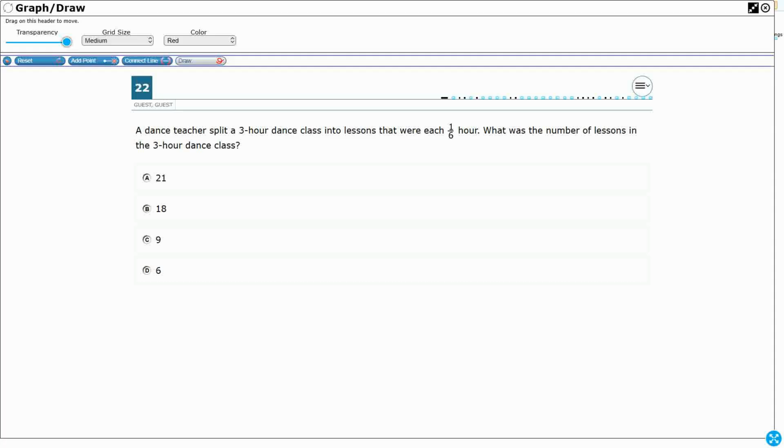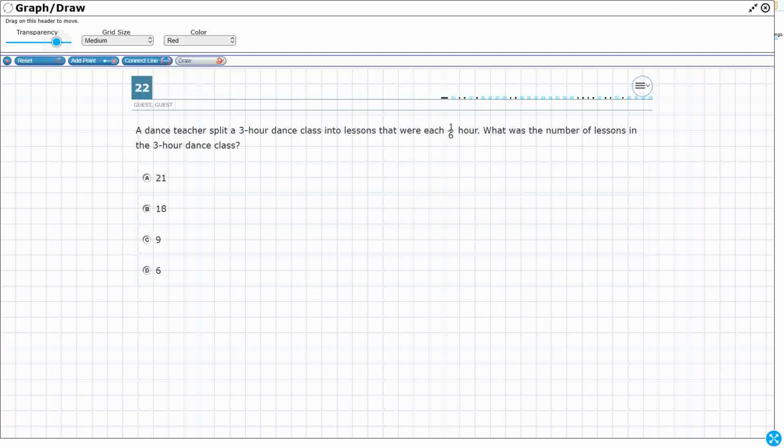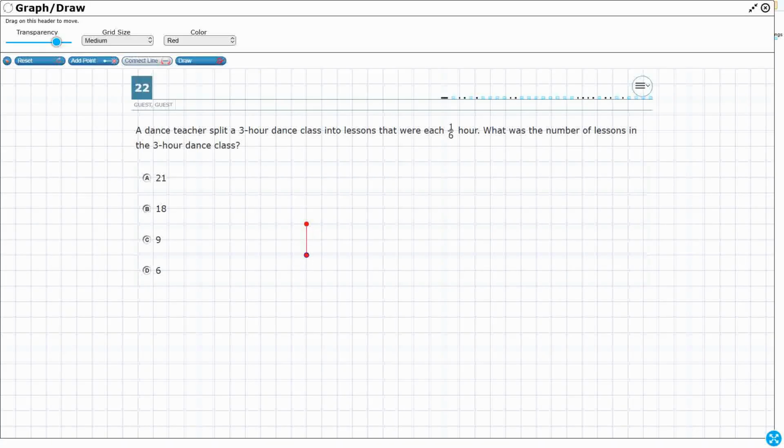So we've got a dance teacher splitting a 3-hour dance class into lessons that were each 1/6 of an hour. How many lessons are in that 3-hour dance class? Well, let's do this. I'm going to make my grids a little bit more visible because I want to draw some bars here, and they're going to represent my 3 hours.